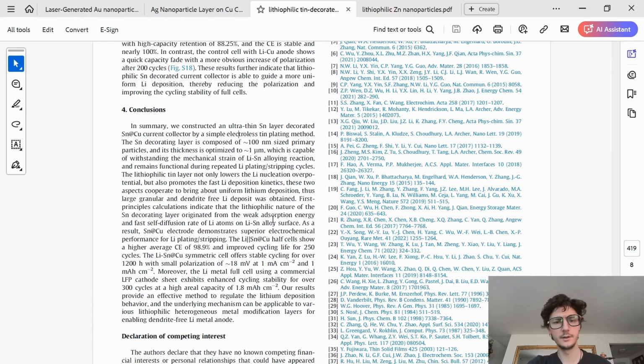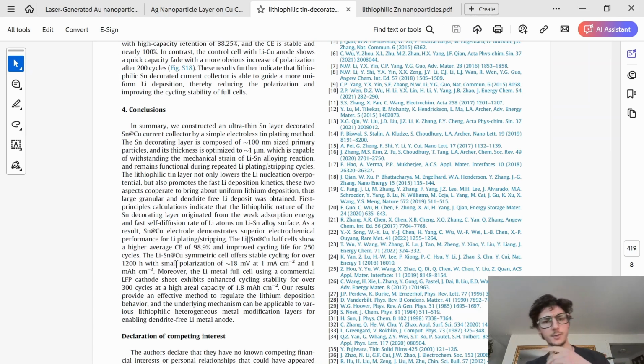First principle calculations indicate the lithiophilic nature of the tin decorated layer originated from the weak adsorption energy and fast self-diffusion rate of lithium atoms in the lithium tin alloy surface. As a result, the tin copper electrode demonstrates superior electrochemical performance for lithium plating/stripping. The lithium tin copper half cells show a higher average Coulombic efficiency, 98.9%, and improved cycle life for 250 cycles.